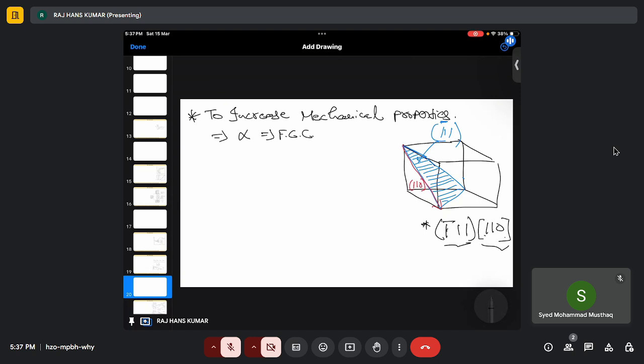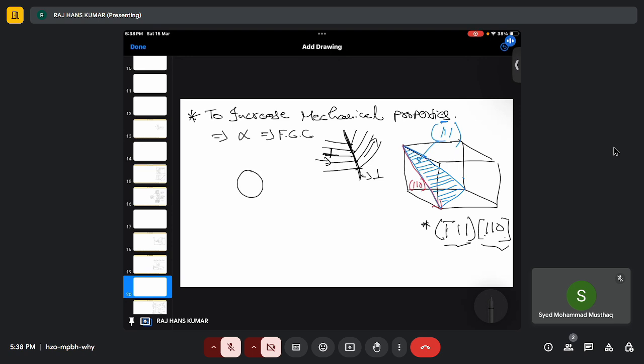For dislocations to move, there should be no obstacle coming, and one of the obstacles is the grain boundaries. Why the grain boundaries? Because at grain boundaries, the orientation of planes is different. So dislocations moving in this direction suddenly have to change their motion. Because of that, the grain boundary is an obstruction for dislocation motion.